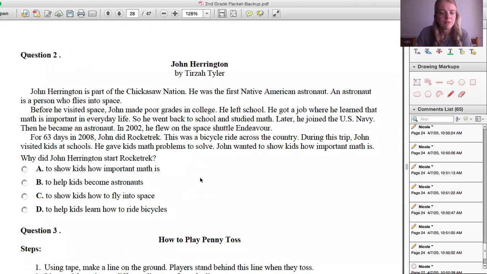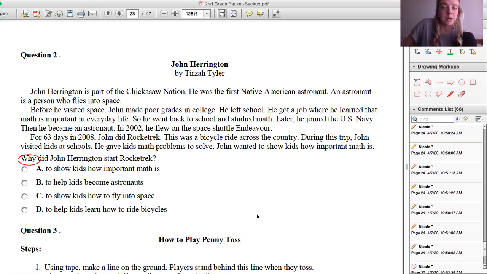Number 2, let's read the question again first so we know what we're looking for. Why did John Harrington start Rocket Trek? So we're looking for why. Why did he start Rocket Trek? John Harrington is a part of the Chickasaw Nation. He was the first Native American astronaut. An astronaut is a person who flies into space.